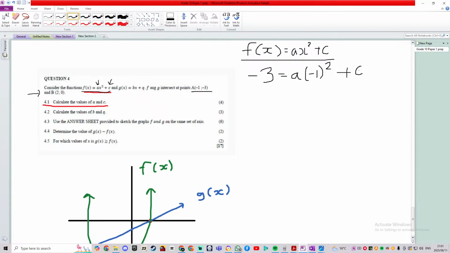Is this for further maths? No, this is grade 10. Miles is not in my class. Ish, I'm not a good teacher.